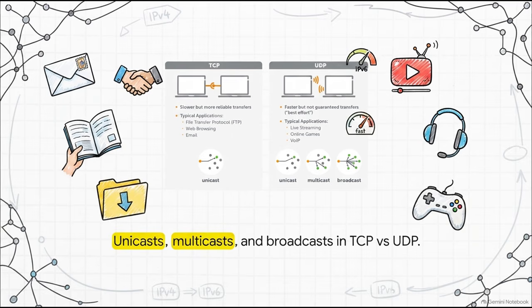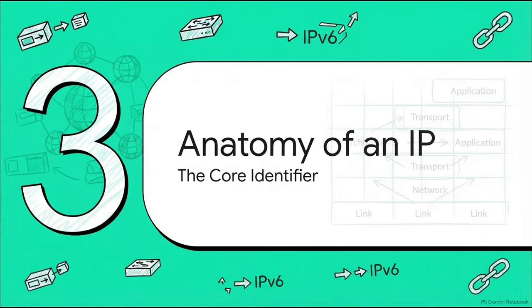This best effort delivery makes UDP the absolute standard for live streaming, voice over IP, and online gaming. In those scenarios, speed matters way more than an occasional dropped frame, because let's face it, you'd much rather see a tiny visual glitch on a live stream than sit through 5 agonizing seconds of buffering. Which brings us to Section 3, Anatomy of an IP address.